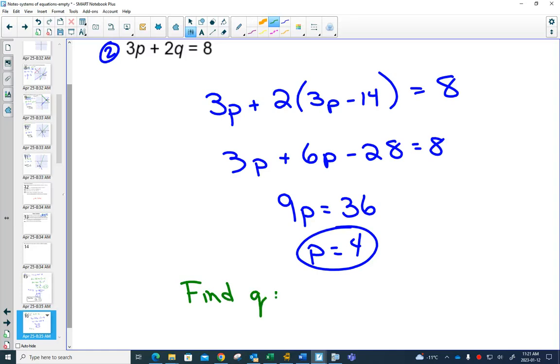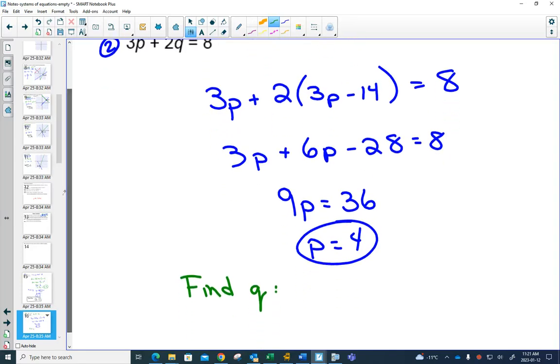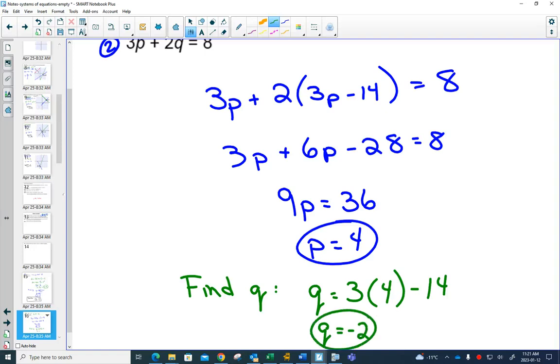I'm going to use the green equation because in the green equation I got q by itself. Q was equal to 3p minus 14. And so q, 12 minus 14, is going to be negative 2. Oh, I forgot to get you to guess and check at the beginning again. If you had to guess and check now, what might you try first? 4 and negative 2.